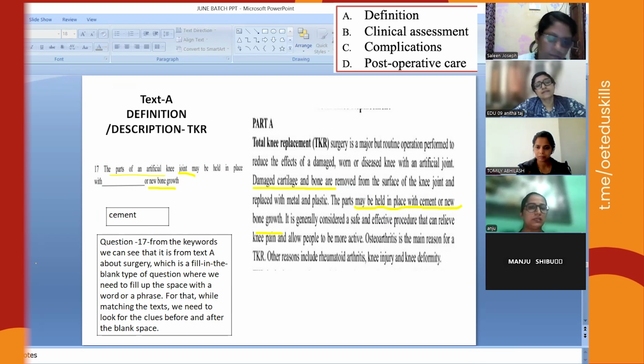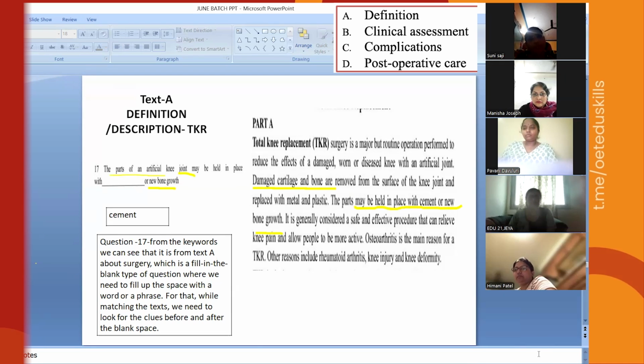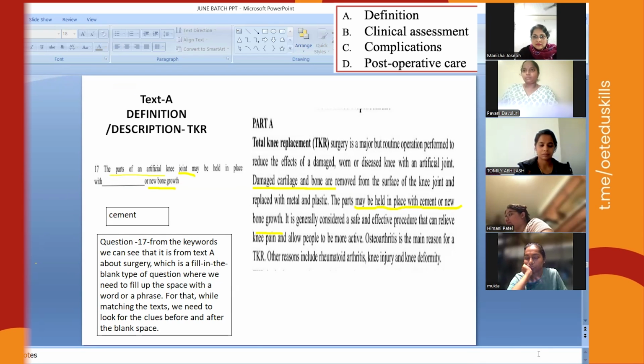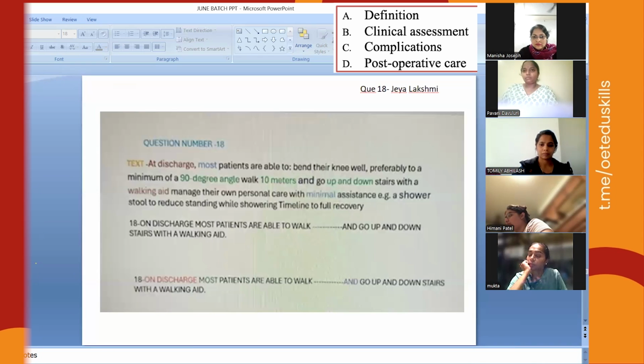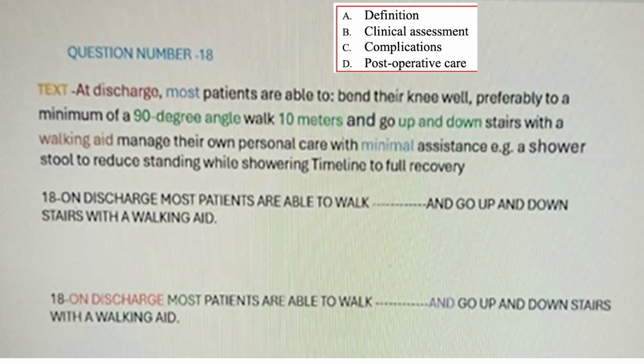Question number 18. Good evening, Father and admin team. First of all, I am grateful for this opportunity. Myself is Jaya. Today I am explaining question number 18. It is on discharge: most patients are able to walk dash, that is, a fill-in-the-blanks question.